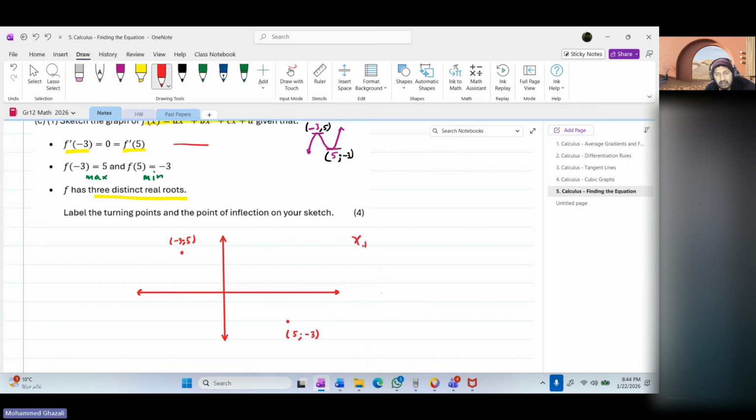So now what's the x inflection point value? X inflection point value is -3 plus 5, stationary point 1 plus stationary point 2 divided by 2. You're taking those 2 points and dividing it by 2. So -3 plus 5 is 2, 2 divided by 2 is 1. So the inflection point is somewhere around at 1. So I'm going to draw the cubic function here.